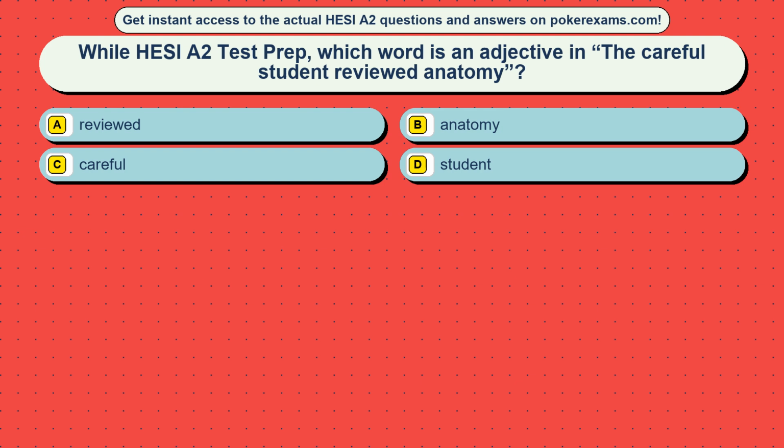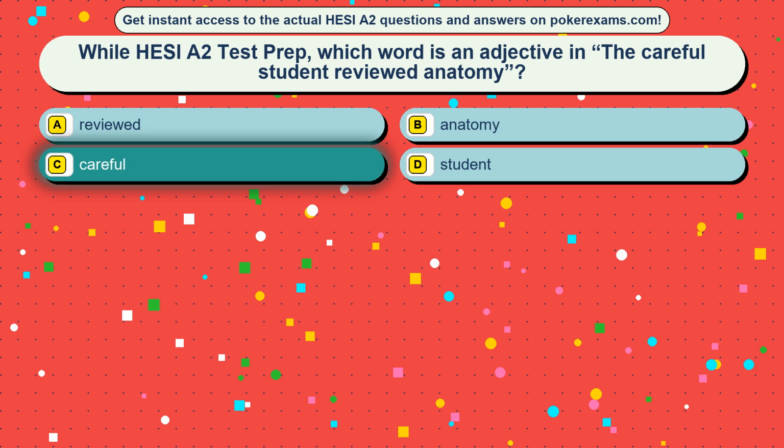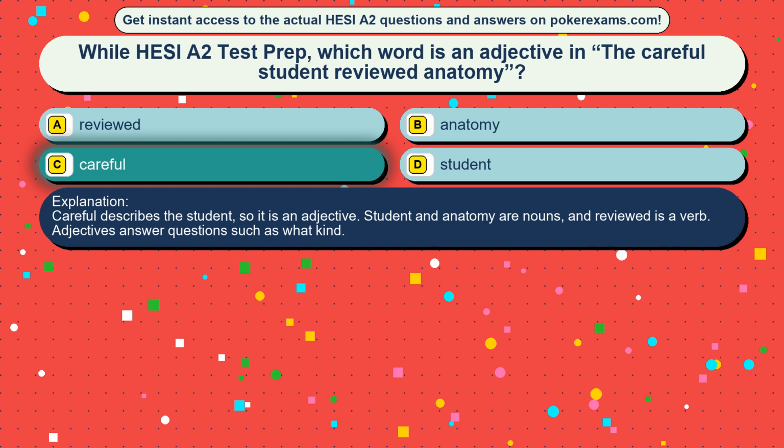Question 27. While HESI A2 Test Prep, which word is an adjective in the careful student reviewed anatomy? Option A, reviewed. Option B, the anatomy. Option C, careful. Option D, student. The correct answer is option C, careful. Careful describes the student, so it is an adjective. Student and anatomy are nouns, and reviewed is a verb. Adjectives answer questions such as what kind.